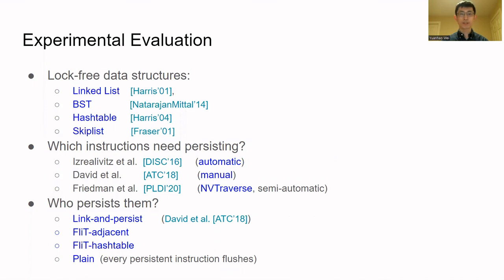For the experimental evaluation, we applied our library to several lock-free data structures, including a linked list, a binary search tree, a hash table, and a skip list. We also tried 3 different approaches for deciding which instructions to persist. The first method, called automatic, persists all instructions. The second one, called manual, reduces the number of persistent instructions, but it is harder to apply. The third one, NV-traverse, finds a middle ground between these two, where it is less efficient than manual, but it is easier to apply.